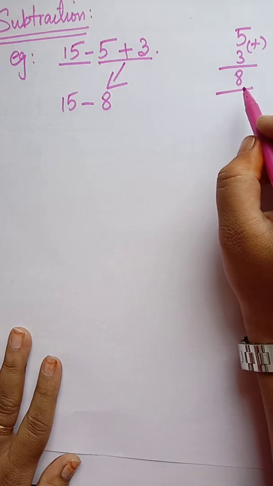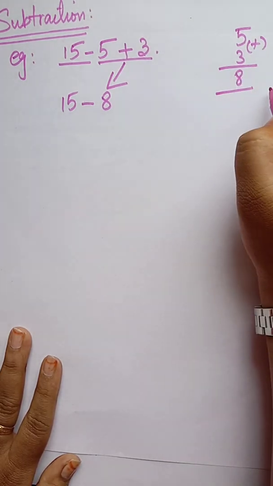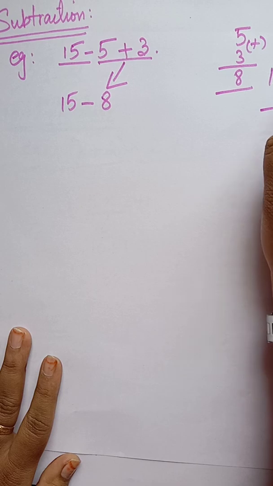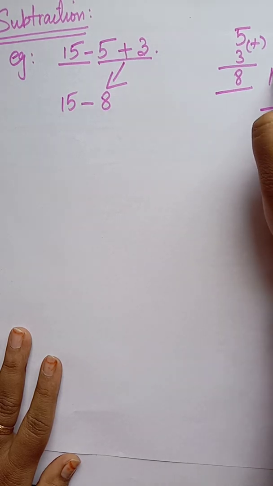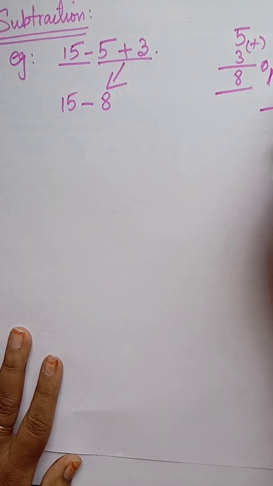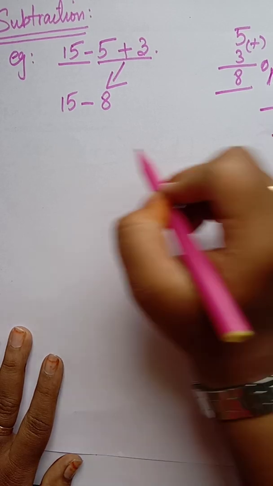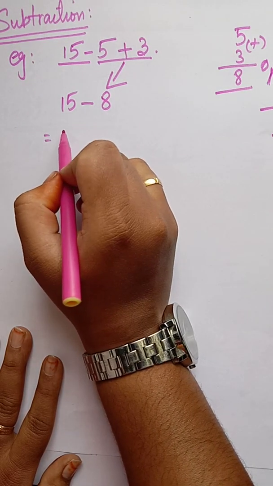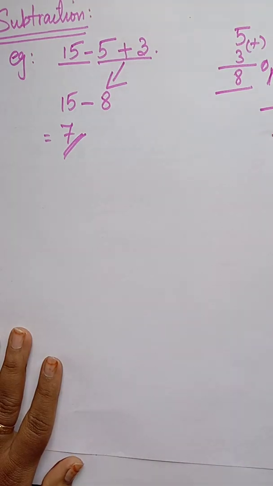So 15 minus 8. We have to subtract 8 from 15. While subtracting, we have to borrow here, and the 1 will be decreased by 1, so we can write it as 0. So 15 minus 8 is 7. So we can simply write it as 7. This is the way we have to do it.